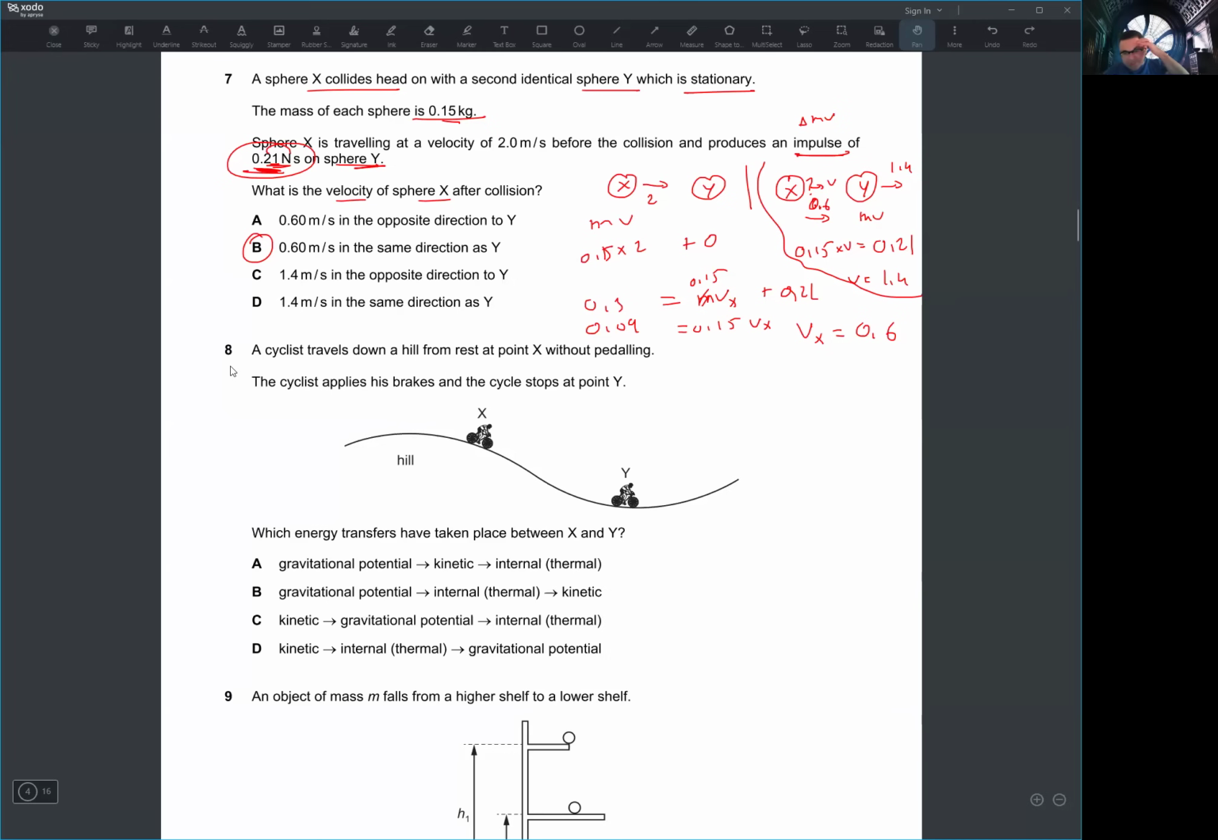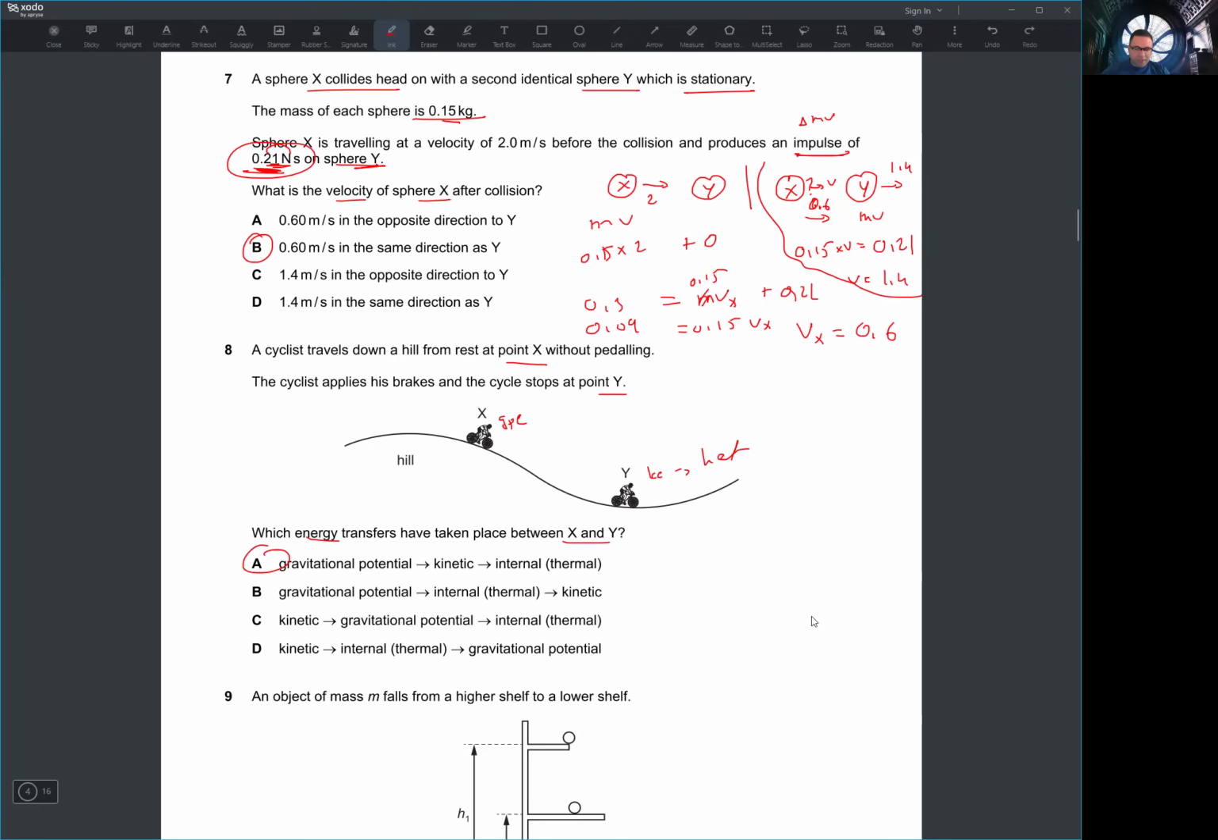A cyclist travels down a hill. We've seen this question 37 times before. A cyclist travels down a hill from rest at point X without pedaling. He applies his brakes and the cyclist stops at Y. Which energy transfers have taken place between X and Y? You obviously slow down, so you have gravitational potential energy, and you have kinetic energy, but then you apply your brakes, so this changes to heat. So gravitational to kinetic to heat, so 8A.